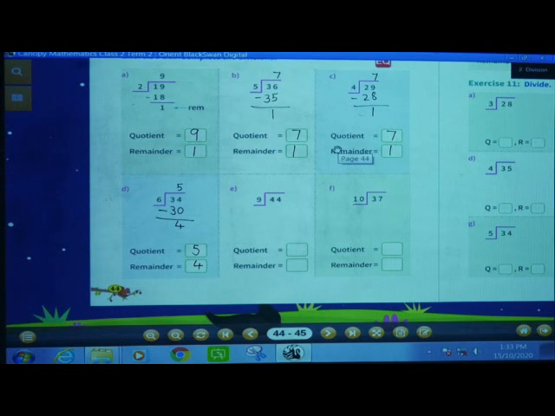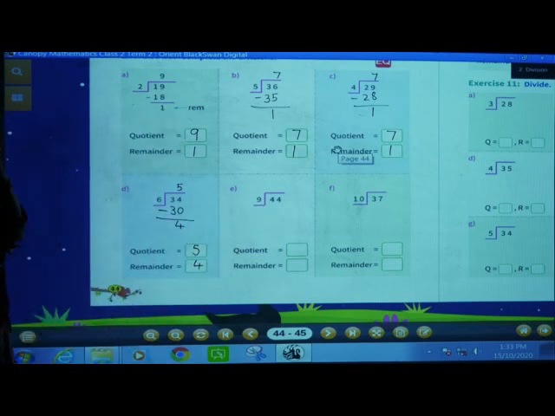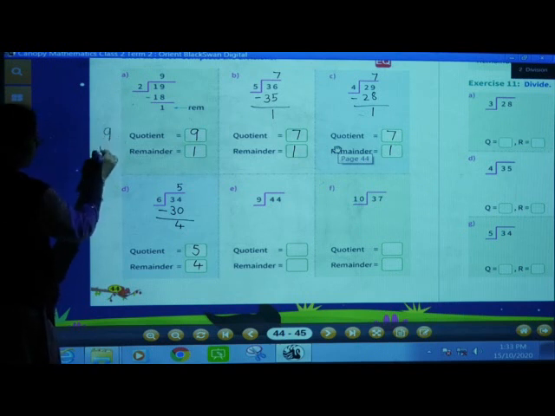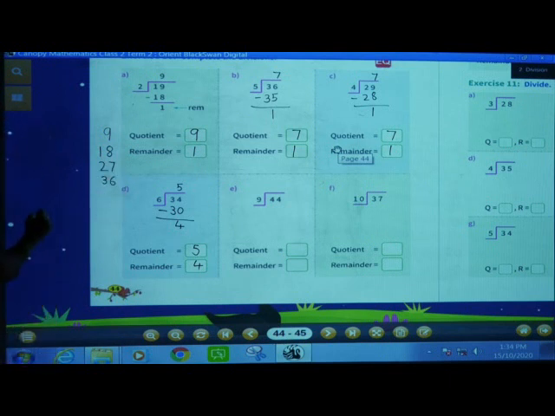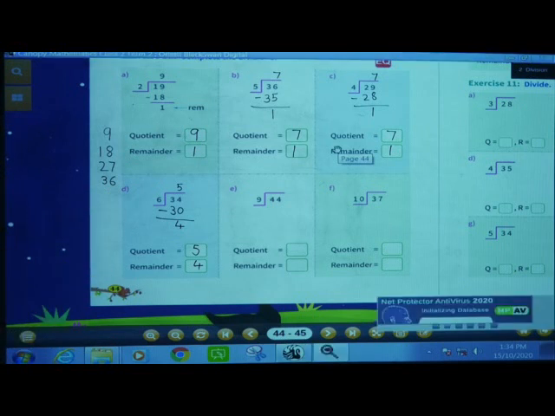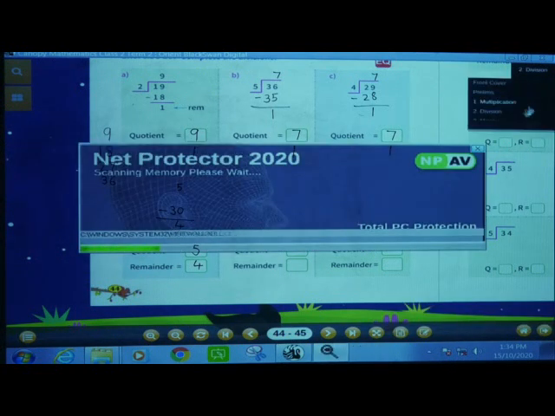Next, E number, 44 divided by 9. Is 44 there in the 9 table? No. Then what will we do? We will take a smaller number than 44. 9 ones are 9, 9 twos are 18, 9 threes are 27, 9 fours are 36, 9 fives are 45.